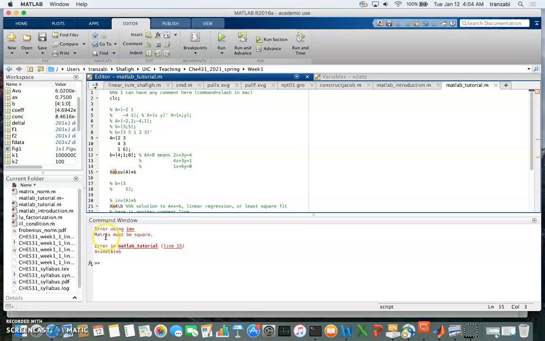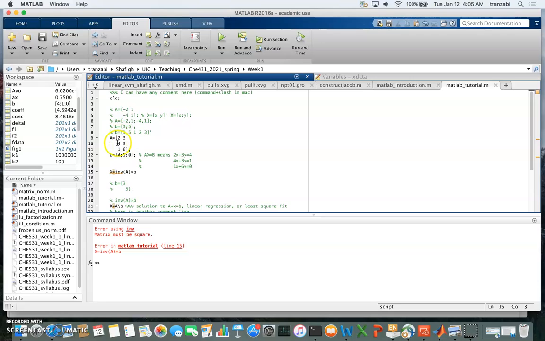So let me execute this for you, and you see that I get an error just at this line. Okay, so here it is. It says matrix must be square, and there's an error on line 15, which is exactly this line. So inverse of A times B, which is what we learned from high school, is not a good option. A couple of reasons. One is sometimes the inverse of A doesn't exist, like this case where we have more equations than unknowns. And second, the inverse of A takes time if A is big, and as a result, it's going to give you more errors in the solution.